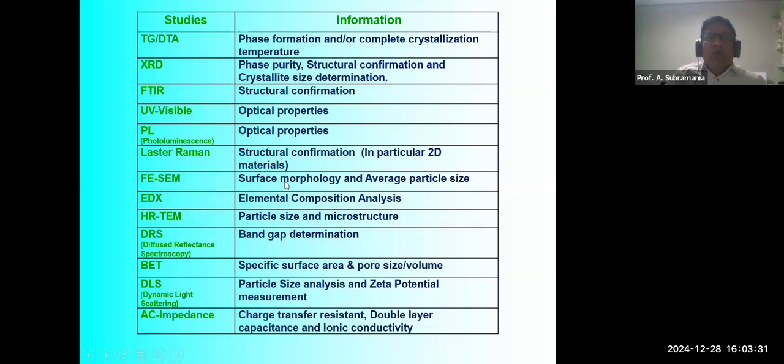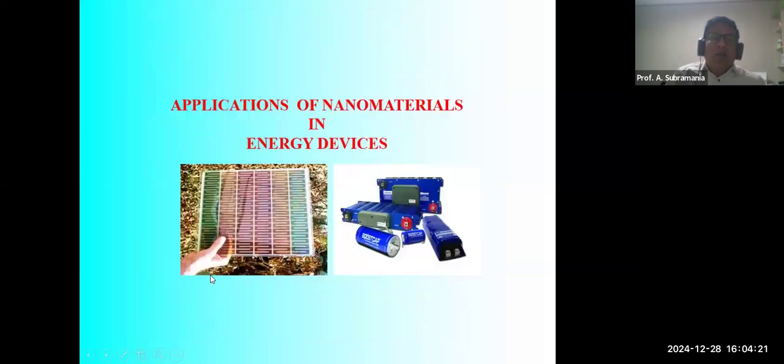Then FESEM can be used to know the surface morphology and the average particle size of the prepared nanomaterials. Then EDX is used to know the elemental composition of the materials. Then HRTEM is used to know the particle size and microstructure of the materials. Then diffuse reflectance spectroscopy. By using this, the band gap of semiconductor materials we can easily identify. Then BET, so the specific surface area, pore size and pore volume of the materials can be predicted. Then the dynamic light scattering technique is used to know the particle size and zeta potential of the material. The AC impedance technique is used to know the charge transfer resistance, double layer capacitance and ionic conductivity of the materials.